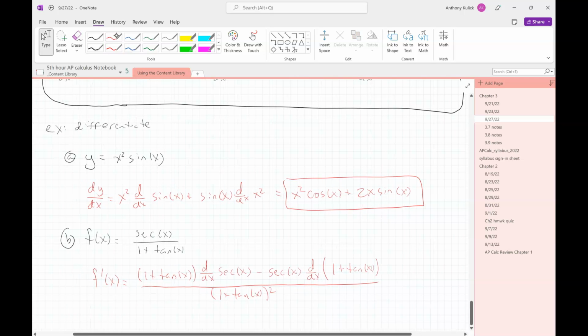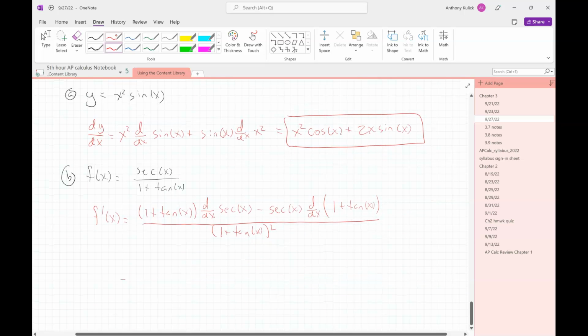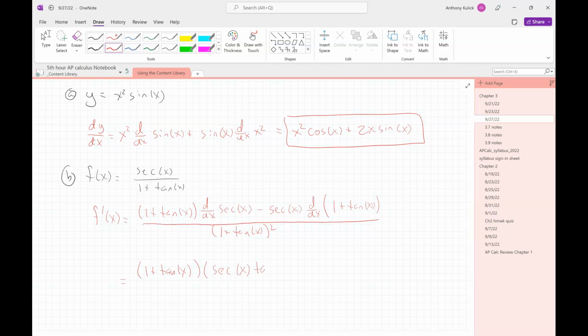Should I just go down rather than horizontal? Okay, what's the derivative of secant? Secant times cotangent. Nope, tangent, sorry. Mr. Kulik's still rusty on memorizing these things too. The derivative of 1 plus tangent is going to be 0 plus secant squared, or just secant squared.